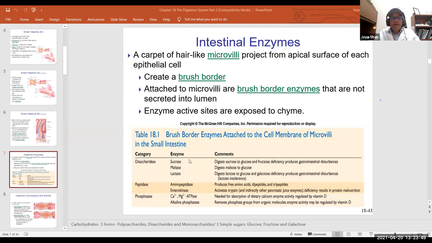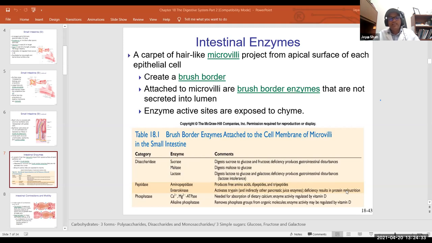So if you have sugar from fruit, which is sucrose, like your table sugar, when you take a spoonful of sugar, that is sucrose, and it is a double chain of sugar. And that sucrose is digested by this sucrase enzyme, which is found on the brush border, and makes glucose and fructose. And if you have a deficiency, then you will have fructose intolerance. Similarly, maltase digests maltose to two molecules of glucose. Lactase digests lactose to glucose and galactose. These two are simple sugars.